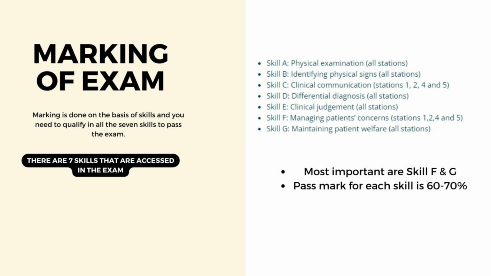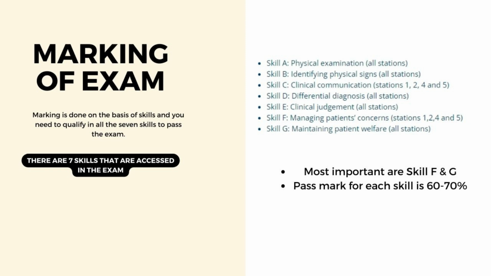So there are a total of 7 skills which are examined in the exam, and you need to pass all of them. I will mention them one by one. Whenever you are preparing for the exam with your study partner, you should always look at the skills. The first skill is physical examination, which will be observed in all the stations. The second one is identifying physical signs. Also, it would be observed in all the stations.